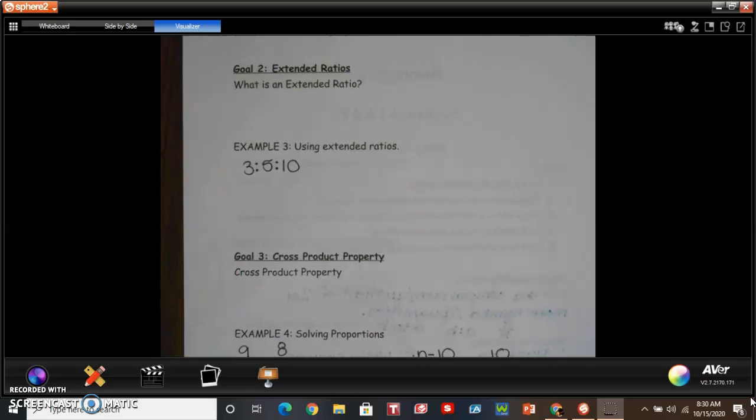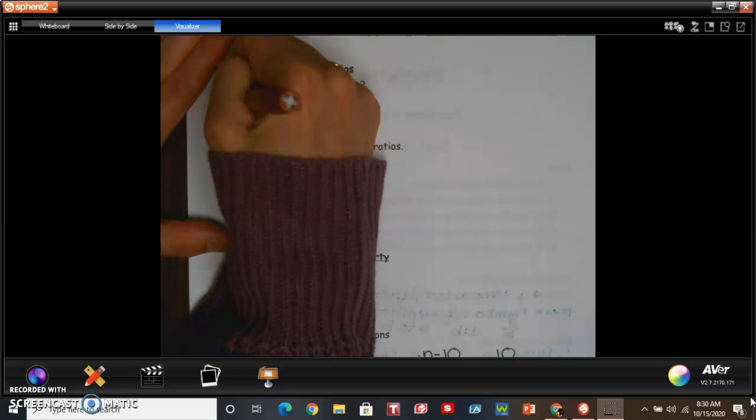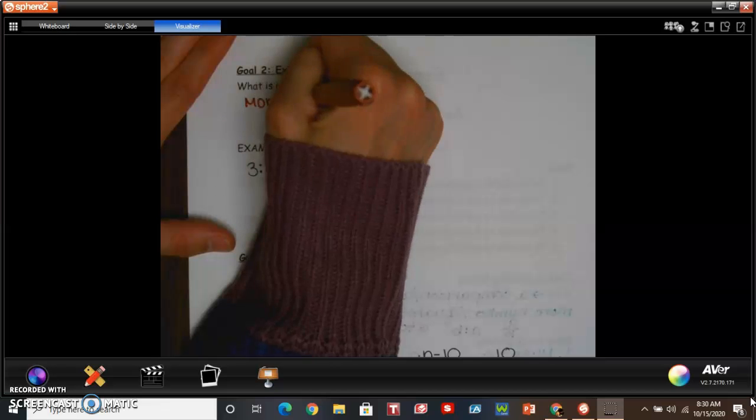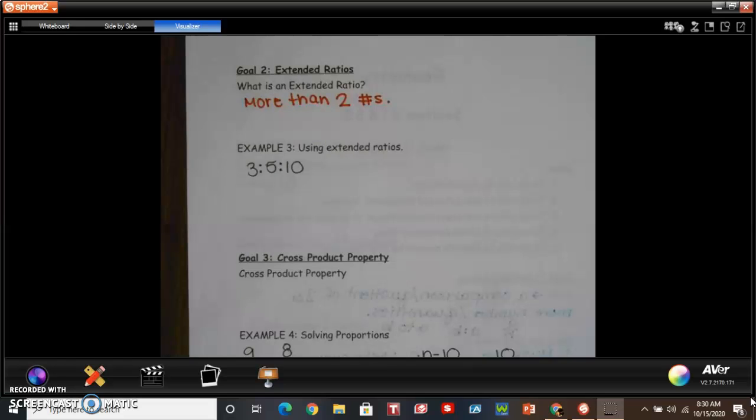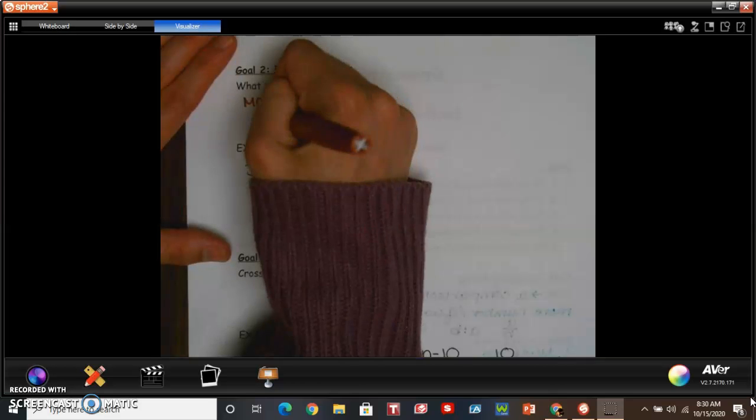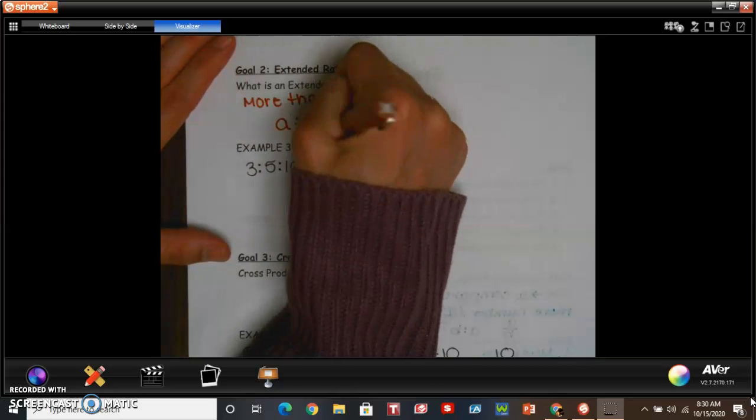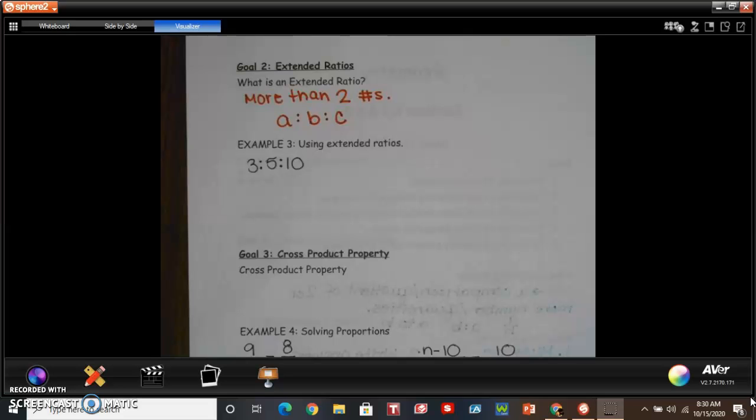Goal number 2, extended ratios. All right, so what is an extended ratio? This is any time you're dealing with more than 2 numbers or quantities, okay? So most of our extended ratios we're going to talk about today are going to be about triangles. An extended ratio can be written in only 2 of the forms. It can't be written in fraction form, but it can be written in the 2 sentence formats. An extended ratio that we'll be dealing with is like saying A to B to C, and it gives us an idea of how all 3 are comparing to each other.